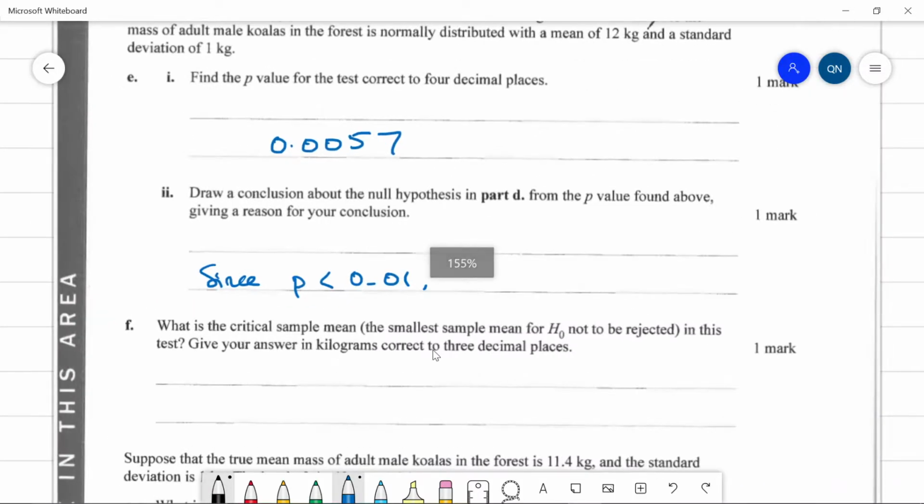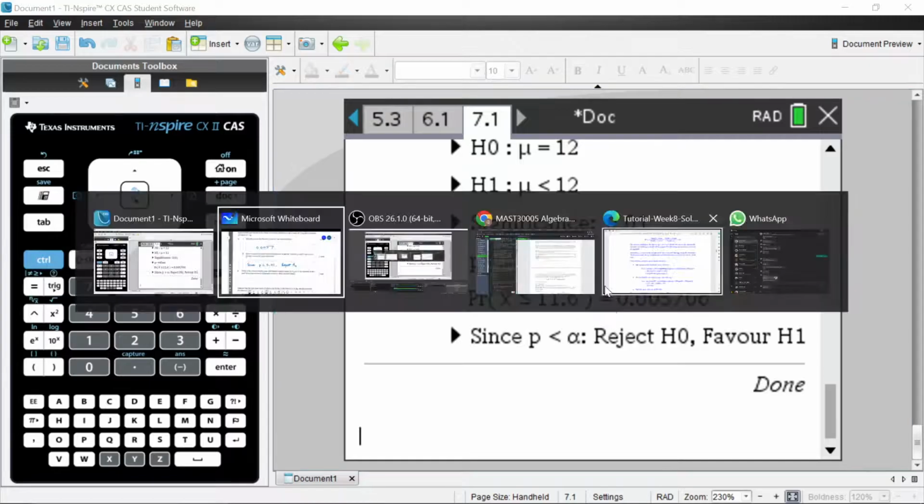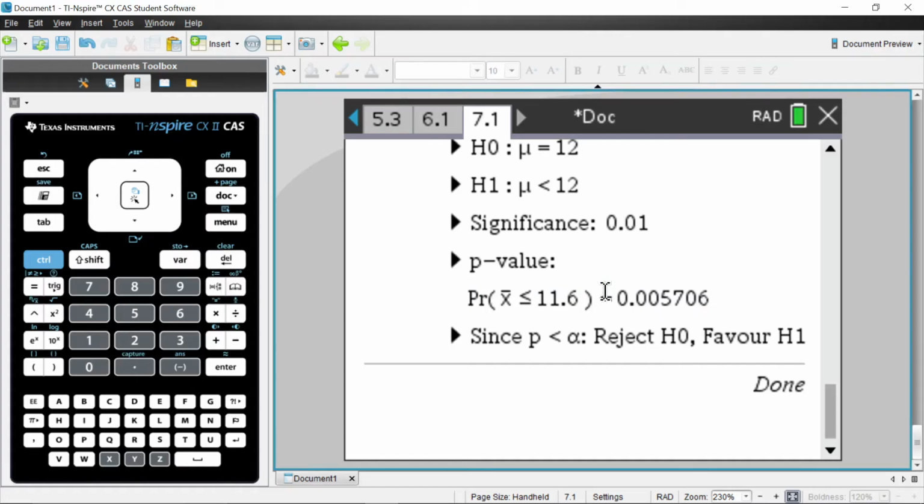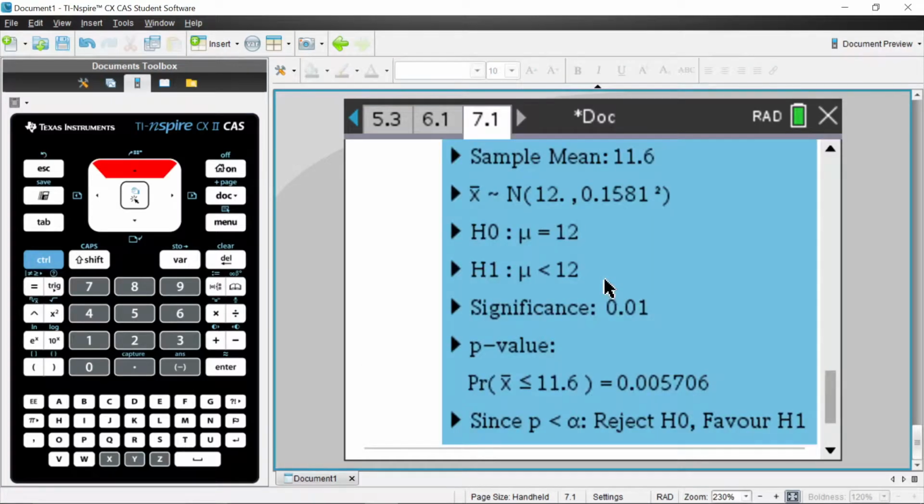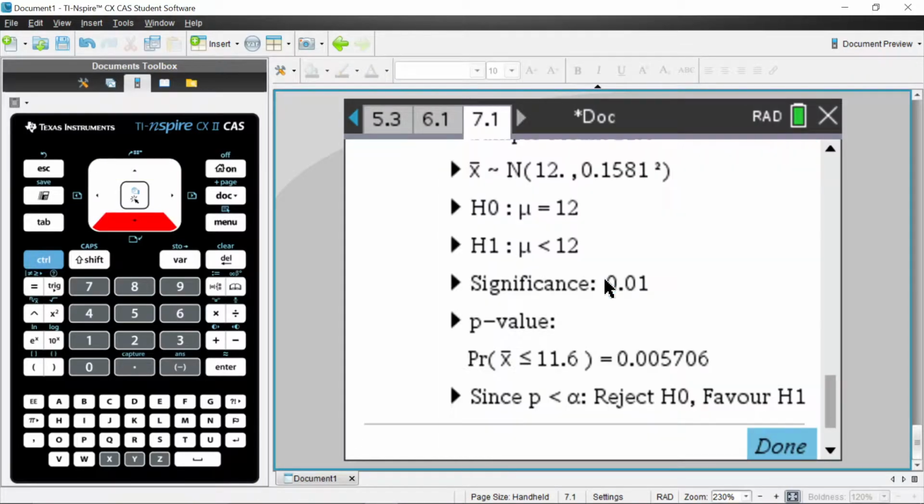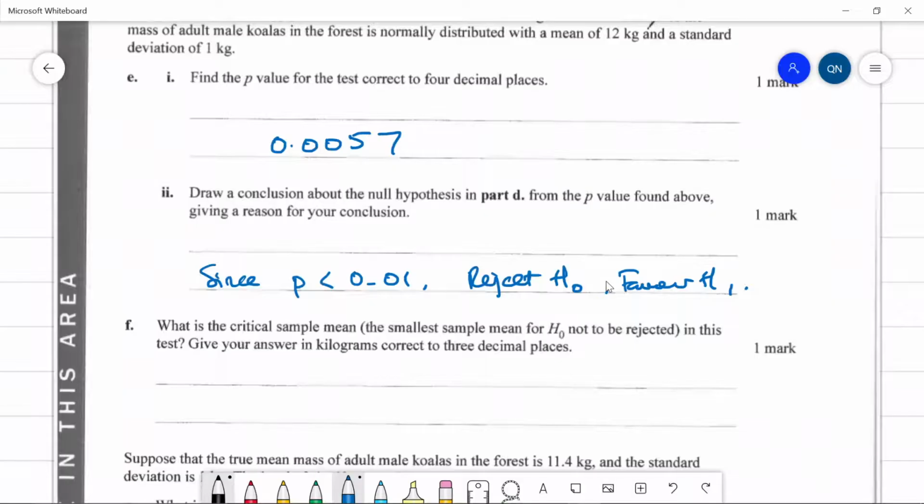So we're going to reject H0, and we're going to favor H1. What does the critical sample mean? The small sample mean, H0 not to be rejected in this test. So we're just going to do inverse normal. Actually, that's something I should put into this program, putting the critical sample mean.